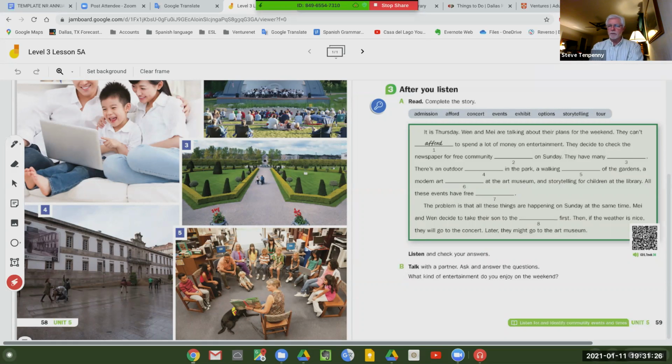Okay, good. Look at picture number 5. So where do you think this is? I think the grandma is talking with her grandchild. Maybe the grandchildren? Yes.